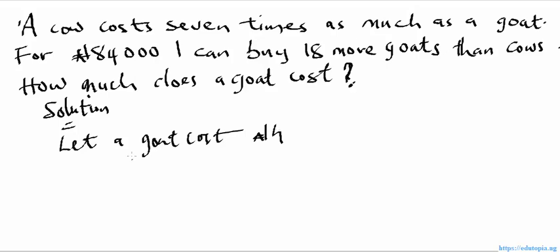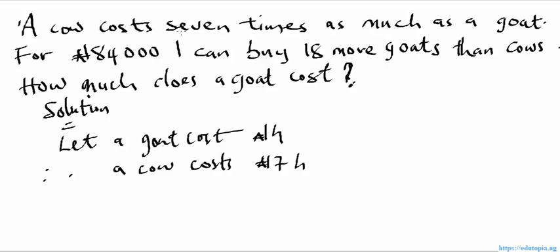Therefore, a car costs 7H naira. Now, if you look at the first sentence, we were told that a car costs 7 times as much as a good. So if a good costs H naira, definitely a car will cost 7 times the cost of a good. So from here we'll proceed.